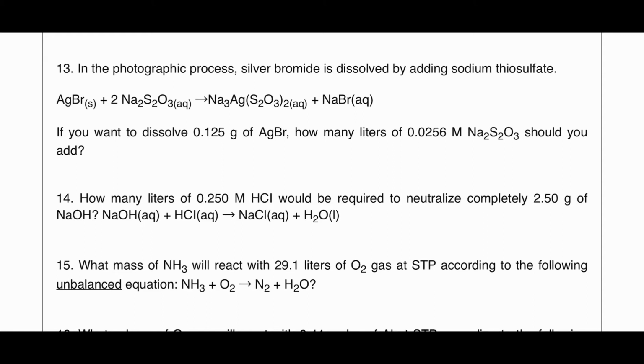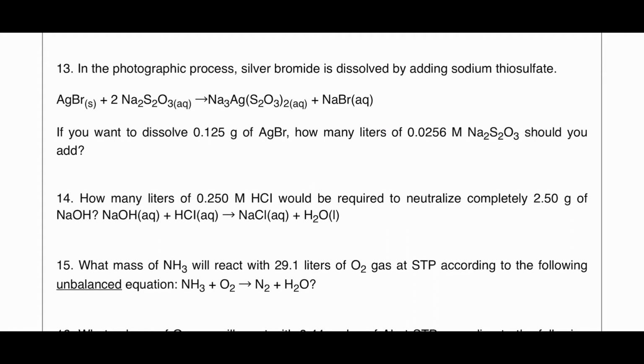Okay, maybe you've had a chance to figure this out. Maybe you're still struggling. But if you read that second sentence there, it says, if you want to dissolve 0.125 grams of silver bromide, how many liters of this other stuff at this particular concentration should you add? So your given is going to be the 0.125 grams of silver bromide, and the goal is to determine how many liters of the sodium thiosulfate you have.